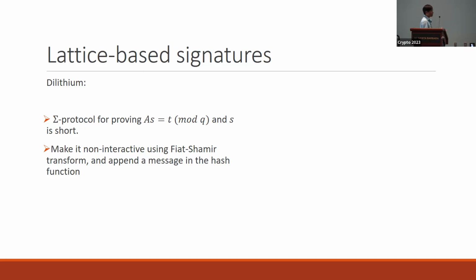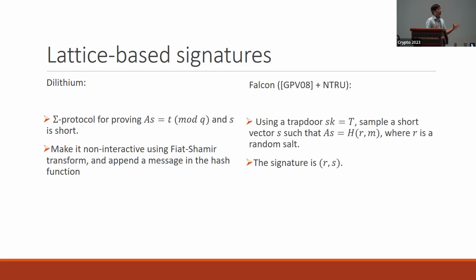Then we have the second construction, Falcon, which is based on the GPV framework. Basically, given the trapdoor T for the matrix A, which allows us to sample short pre-images, the signing algorithm samples short S such that AS is equal to the hash of the random salt and the message, and the signature is the pair R, S.